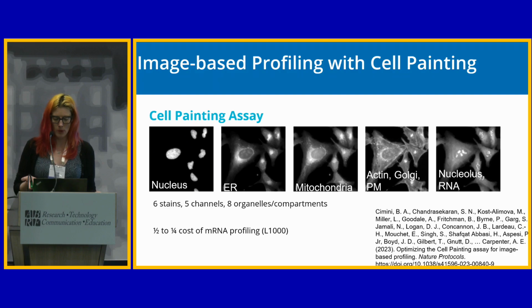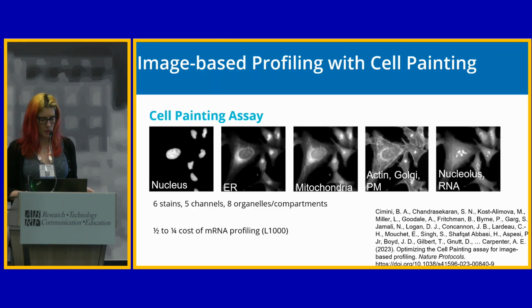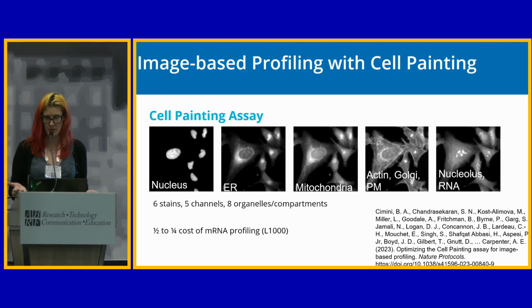The assay that we work with the most is the cell painting assay, which uses 6 stains across 5 channels that stain 8 organelles or cellular compartments. It is very, very robust. You can do all sorts of things with the cell painting assay. And it's about half to a quarter the cost of mRNA profiling using the L1000 assay, for example. So, these are all stains that are very easy to stain and don't require any special imaging. You can do them on any standard wide field fluorescent microscope. You can run this assay.